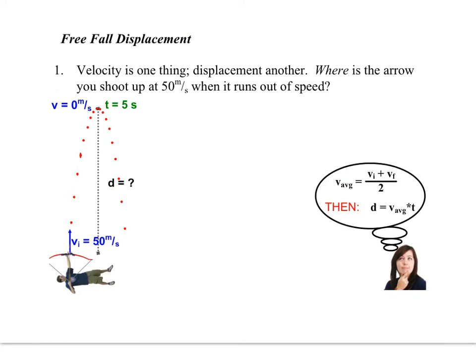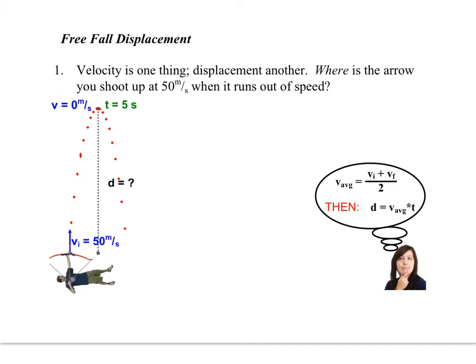All right, so how fast and which way it's going is one thing, but what about where is it, that's displacement. This first question says here, velocity is one thing, displacement another. Where is the arrow you shoot up at 50 meters per second when it runs out of speed? Olivia over here in the corner has a thought bubble above her head, and she's given us some hints as to what we need to do to solve this.